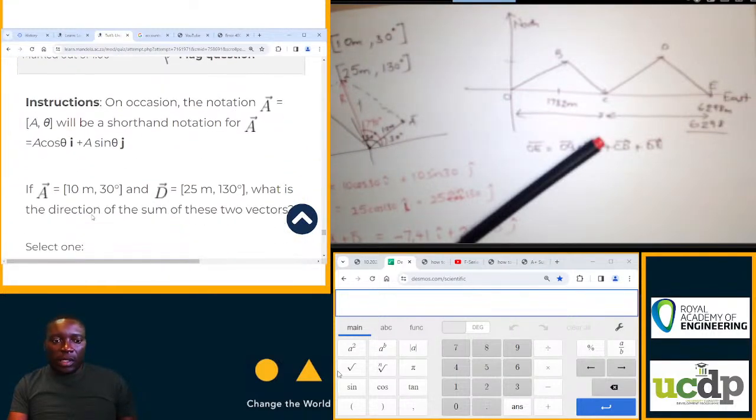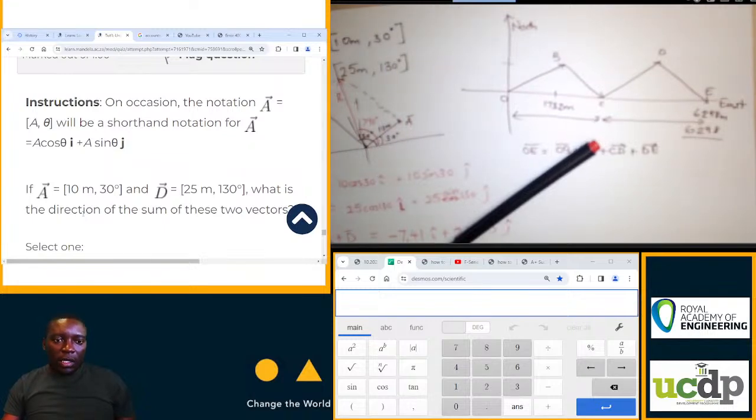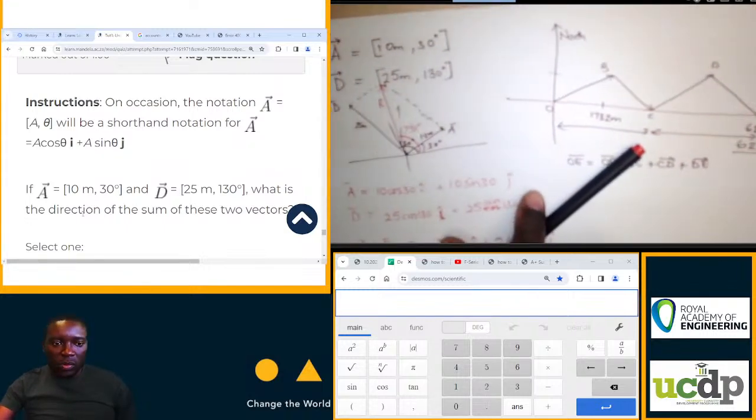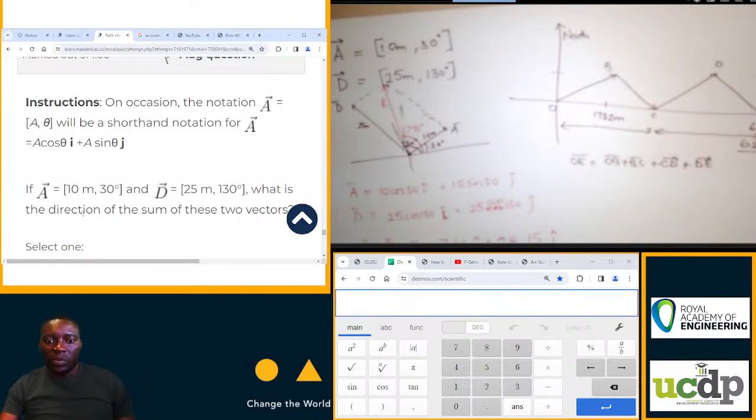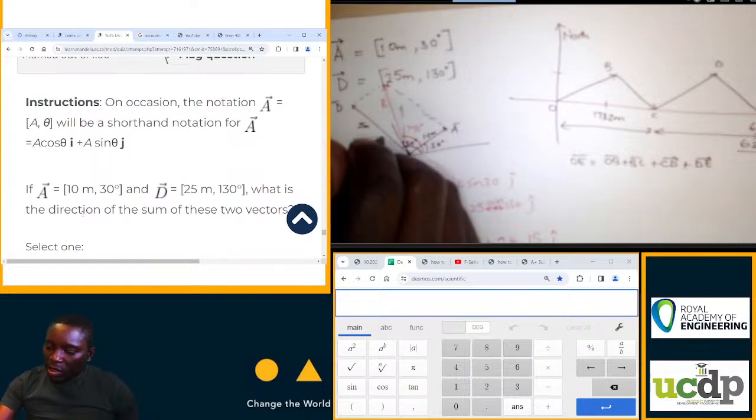And the last question for the day is similar to the previous one, question number 13, where we have a vector A and a vector D. A is a displacement of 10 meters to the horizontal. D is a displacement of 25 meters at 130 degrees to the horizontal or to the east. So the direction of the sum of these two vectors is the direction of R.